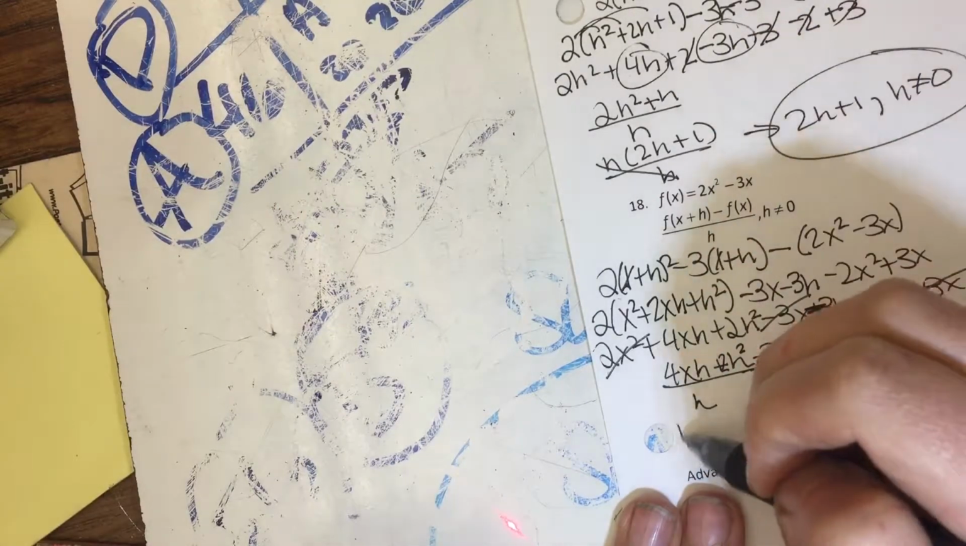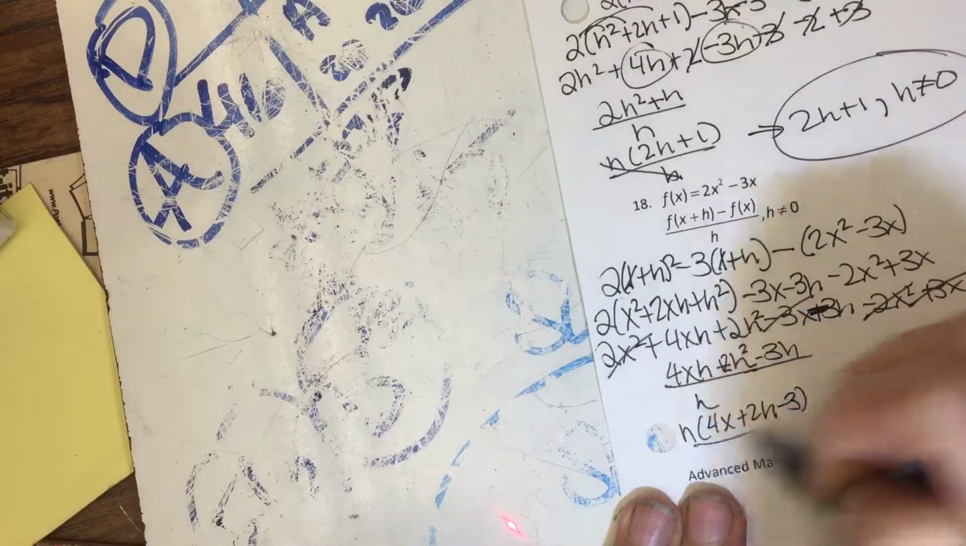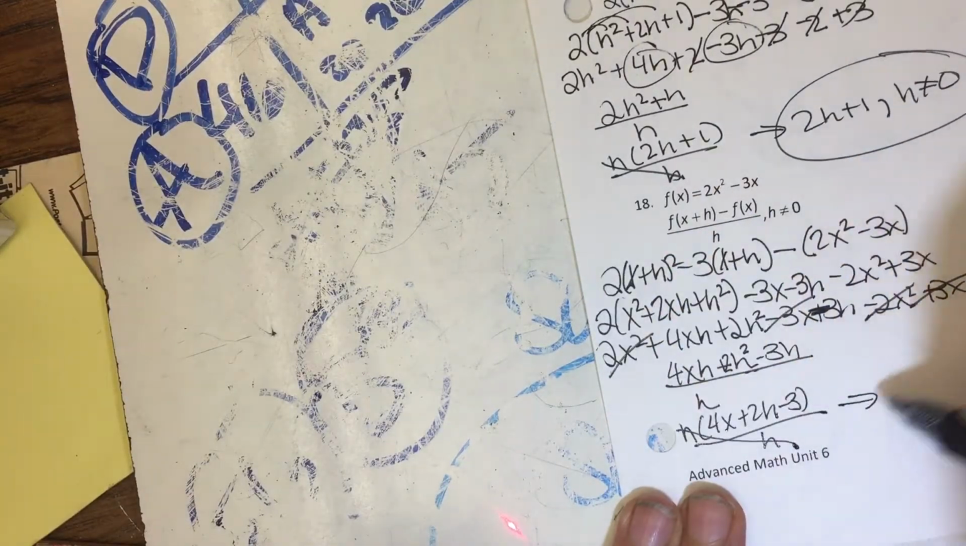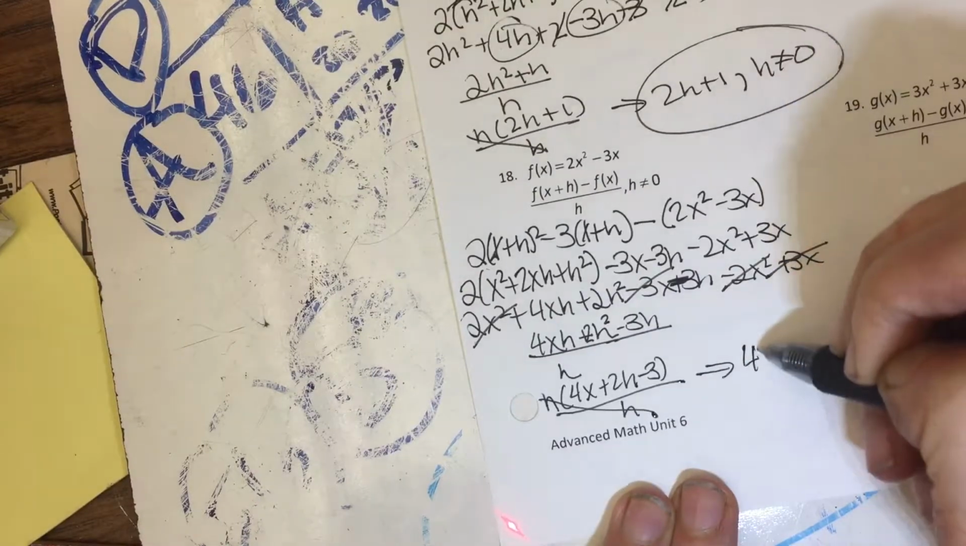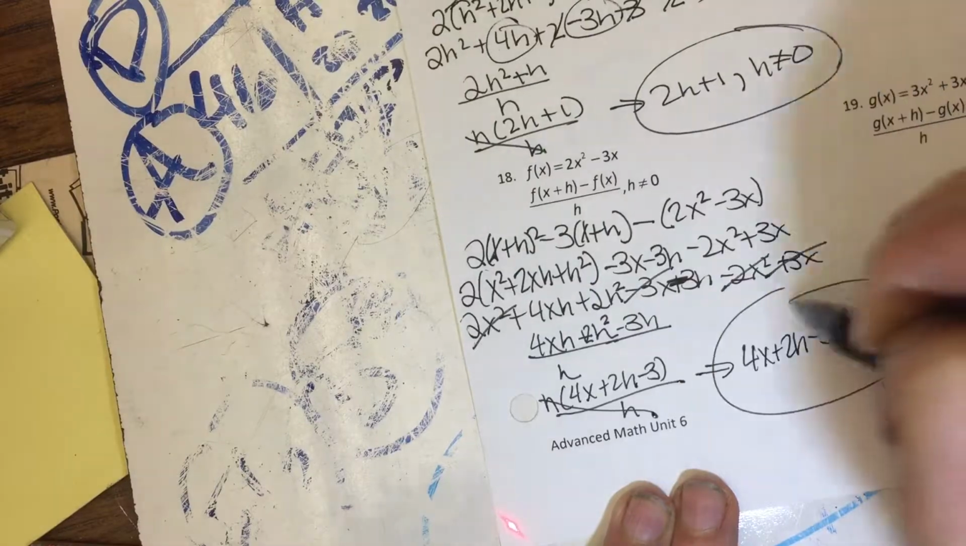I have to just factor out my h, so that'd be 4x plus 2h minus 3 all over h, and so I'm left with 4x plus 2h minus 3, and h does not equal 0.